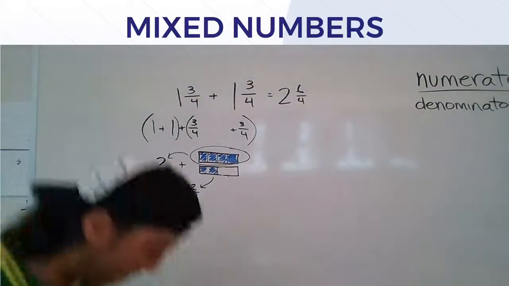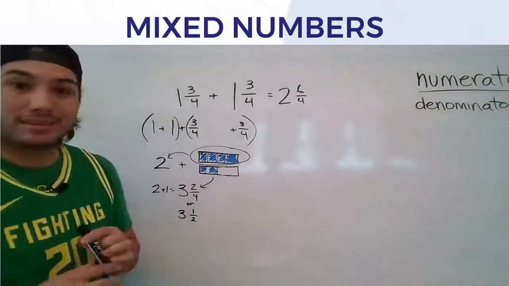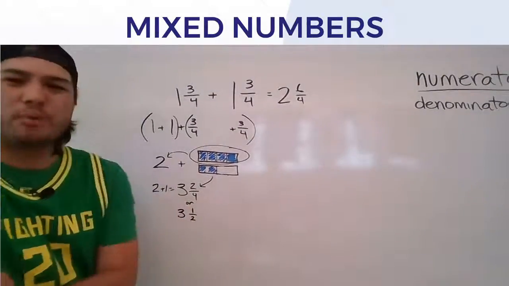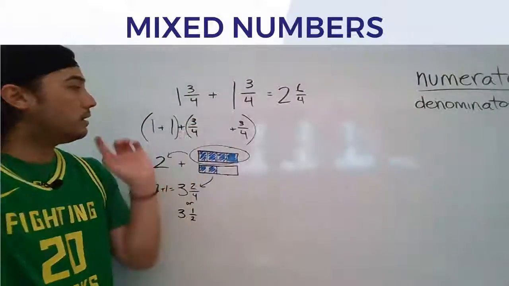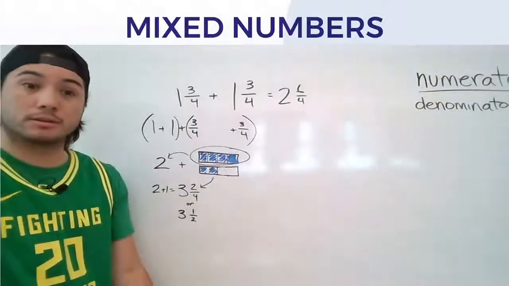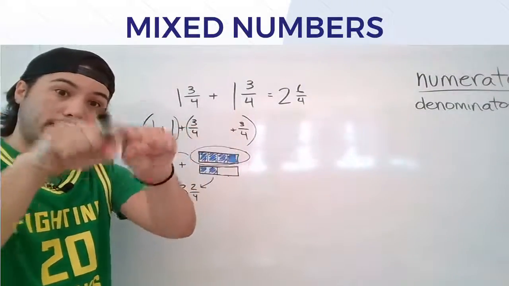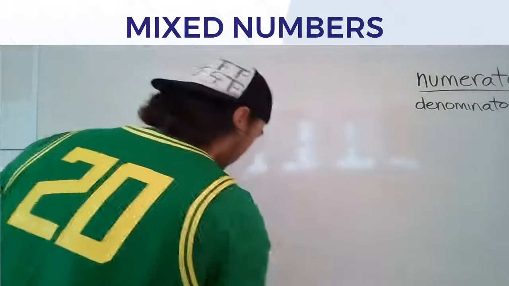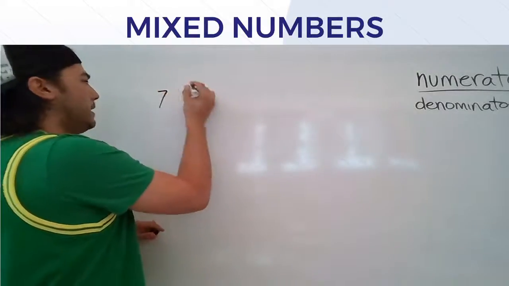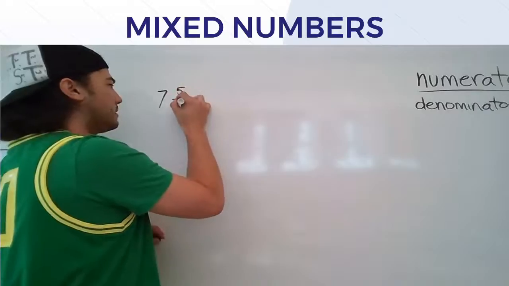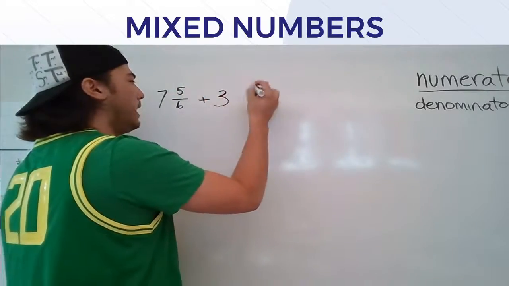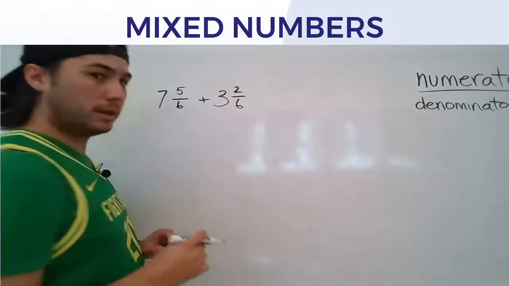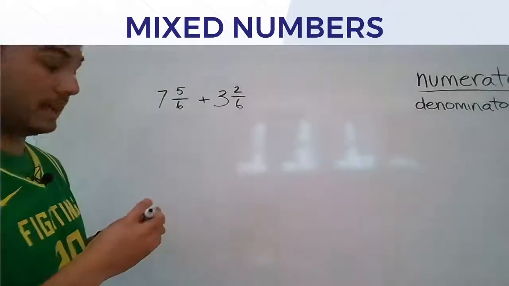All right, so when we're adding mixed numbers, really important to think about here, we can use that commutative property to add our fractions, and then add our whole numbers, and then at the end, put them together. Let's try one more. Let's do 7 and 5/6 plus 3 and 2/6. Yes, that's not simplified, but we're using like denominators here.